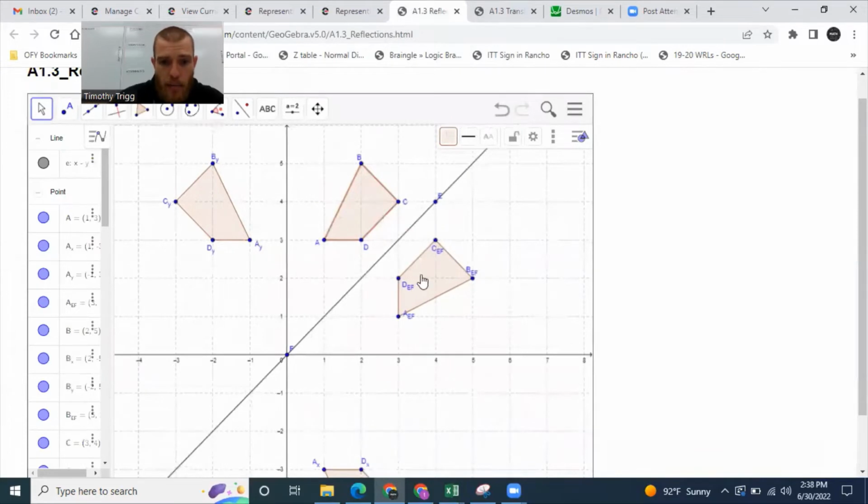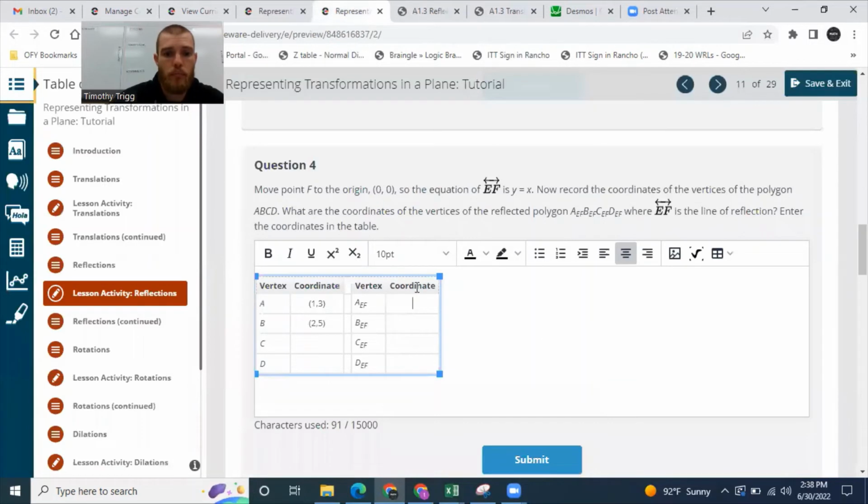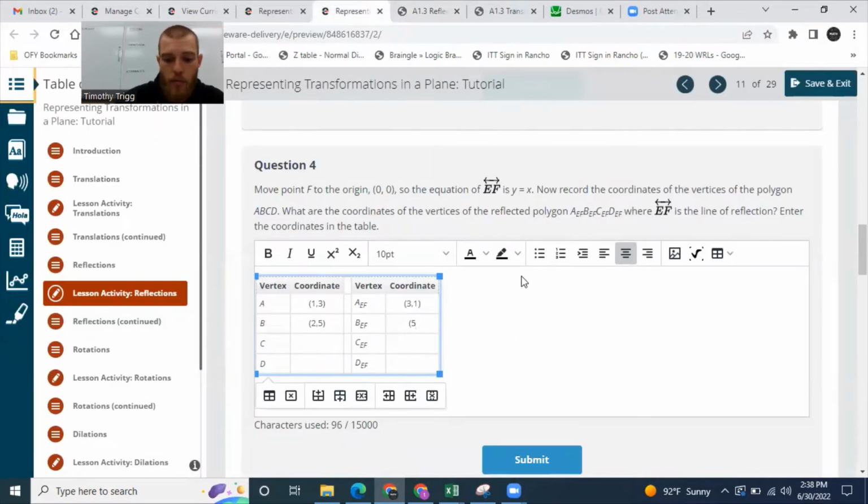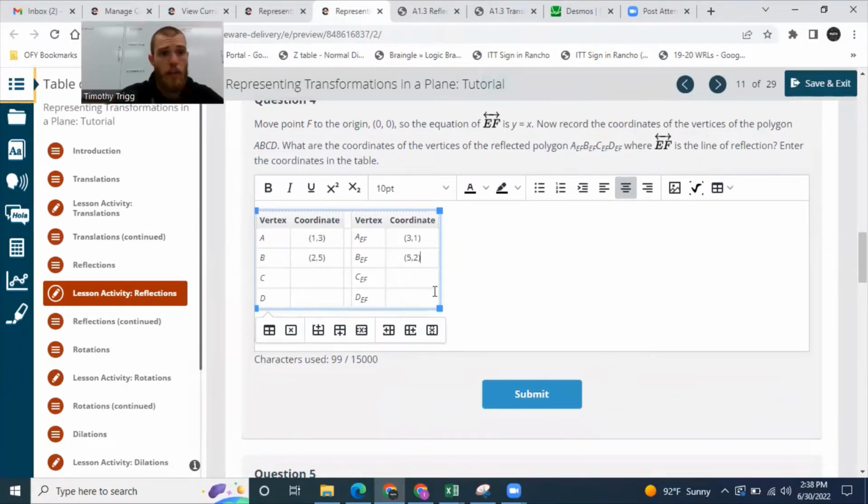So A sub EF is at 3, 1. Parentheses 3, 1. The new point B for the image is going to be at 5, 2. All right, 5, 2. So hopefully you filled out the rest. So go ahead and pause the video and finish filling out the rest for both the ABCD as well as the image after reflecting across EF.